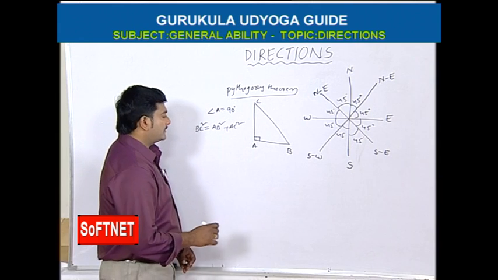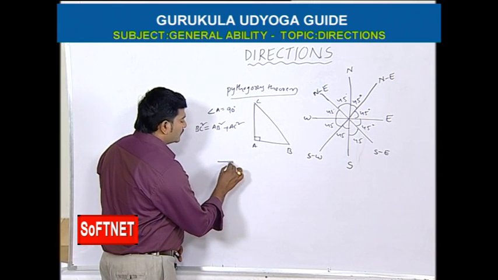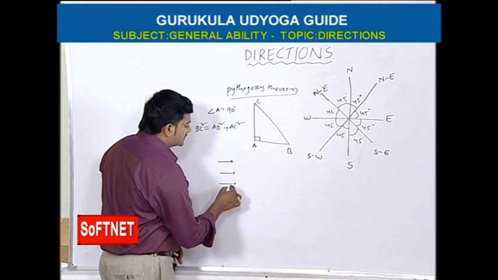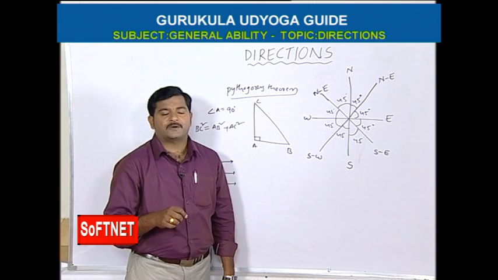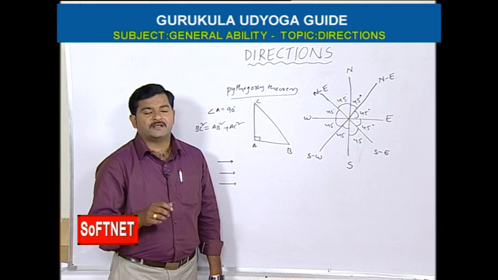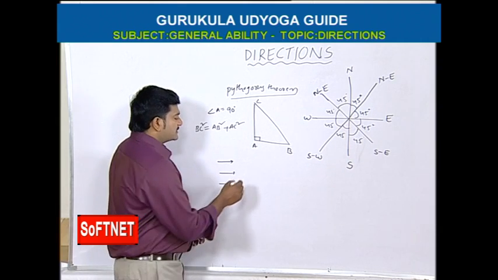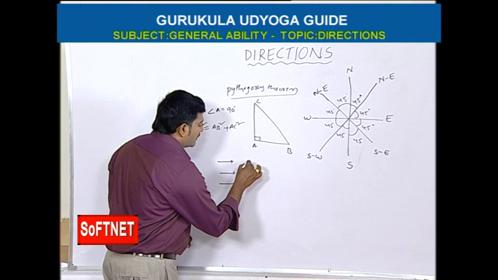And next there are 3 points. Before starting the questions, I need to focus on 3 points here. For example, the person is starting from point A, and for example, the person A is starting towards south direction.